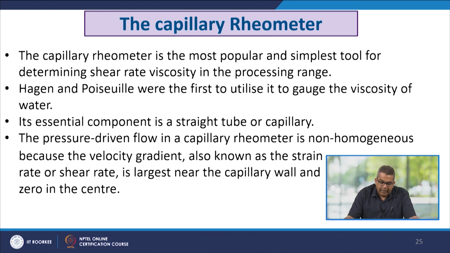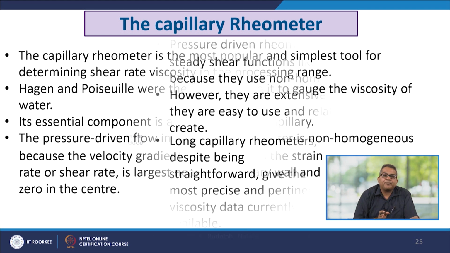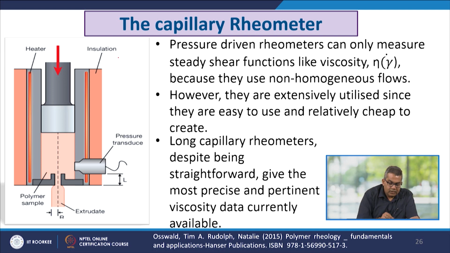Let us talk about the capillary rheometer. The capillary rheometer is the most popular and the simplest tool for determining the shear rate viscosity in the processing range. Hagen and Poiseuille were the first to utilize it to gauge the viscosity of water. Its essential component is a straight tube or capillary. The pressure driven flow in a capillary rheometer is non-homogeneous because the velocity gradient, also known as the strain rate or shear rate, is largest near the capillary wall and zero at the center. This is the typical figure.